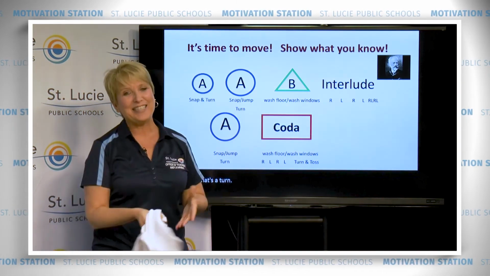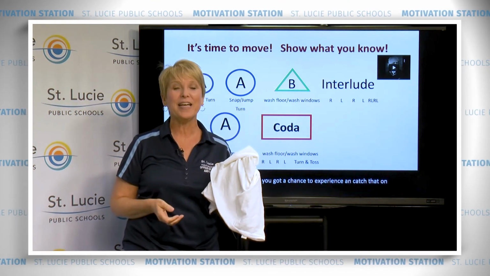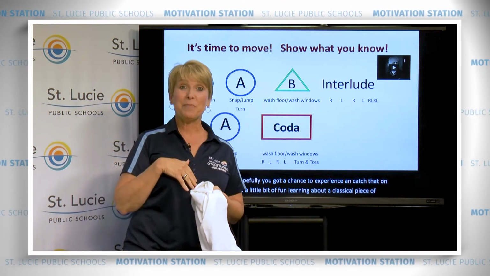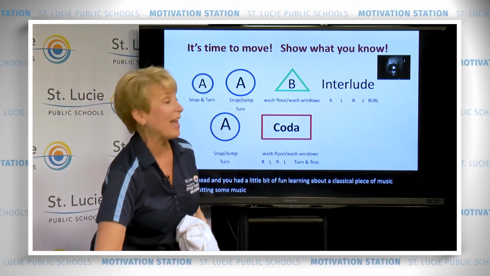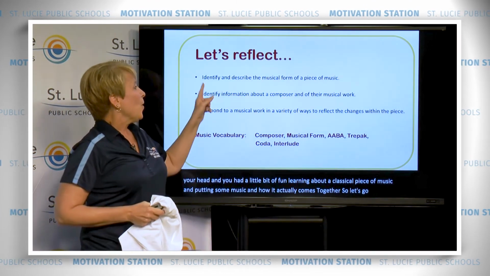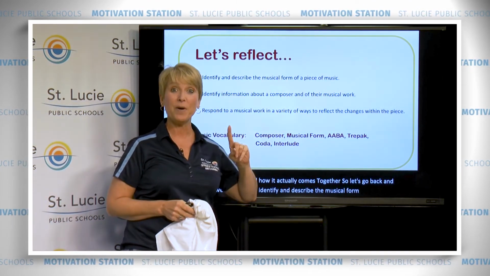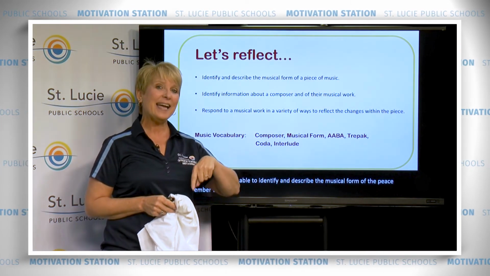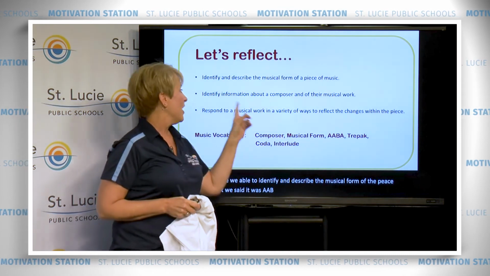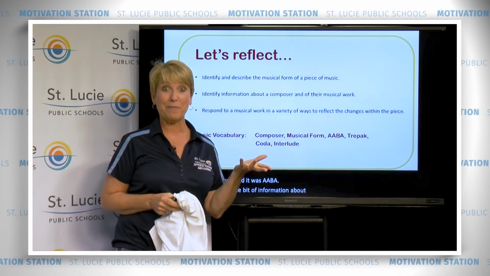Hopefully you got a chance to experience and catch that on your head, and you had a little bit of fun learning about a classical piece of music and how it actually comes together. So let's go back and check it out. Were we able to identify and describe the musical form of the piece? Remember that we said it was A, B, A. Exactly. Did we find out a little bit of information about our composer? Do you remember what his name was?